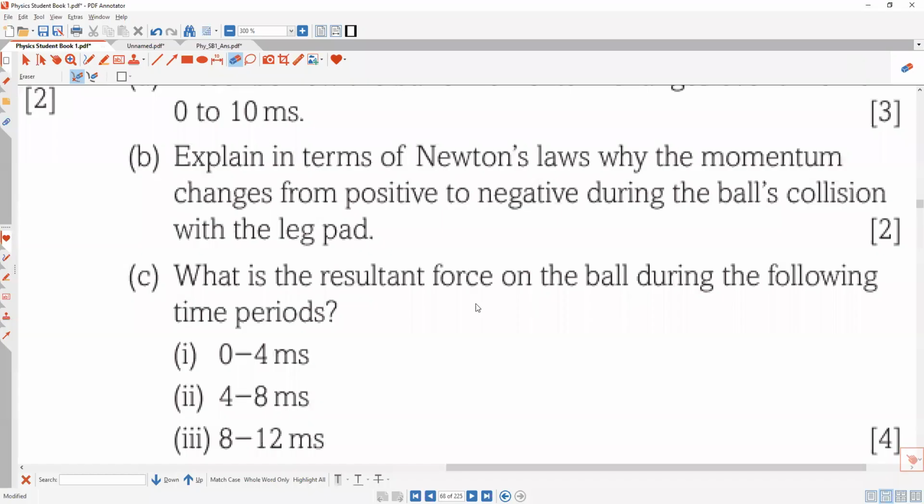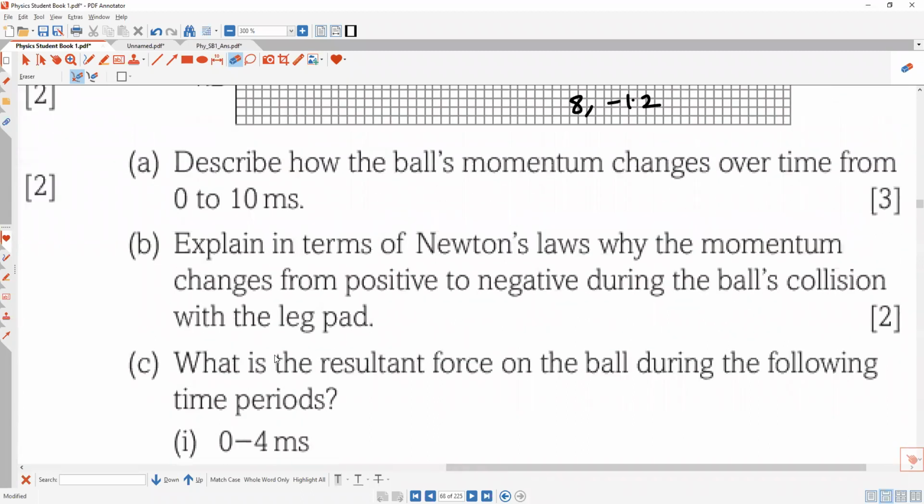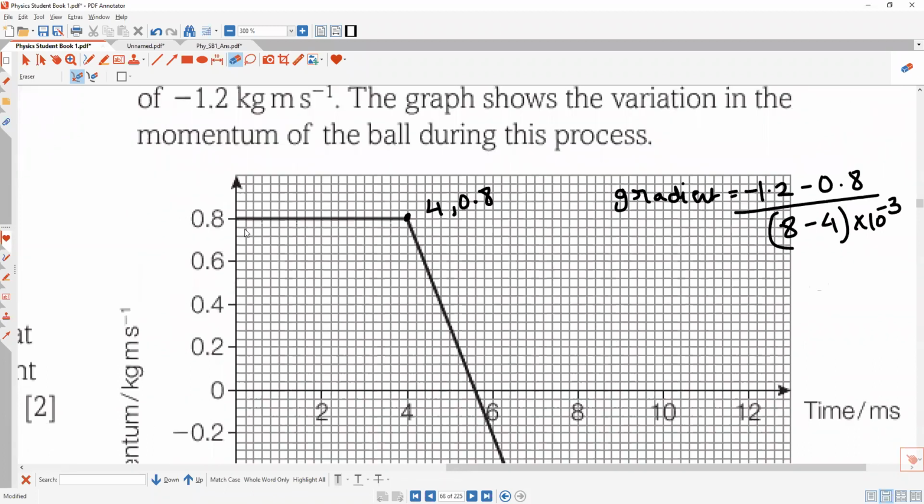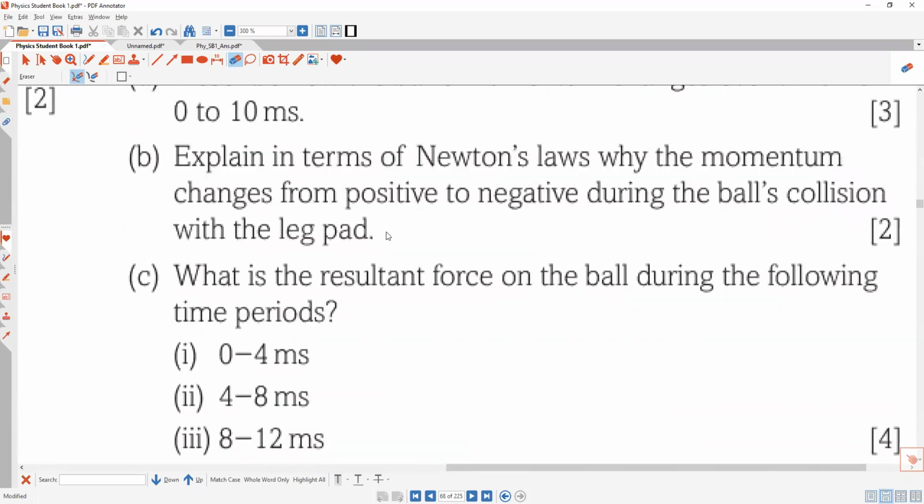Write it down. What is the resultant force on the ball during the following period? 0 to 4. If you check 0 to 4, the momentum is not changing. If the momentum does not change, that means there is no resultant force acting. So you have to say the resultant force from 0 to 4 is 0 Newton.